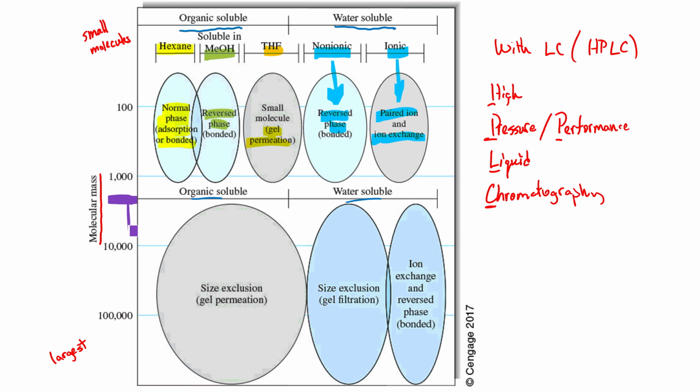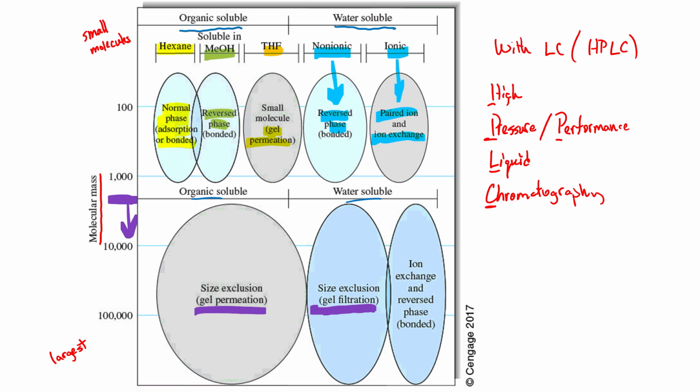So once you hit a couple of thousand, now you need to do things based on size. So you can do size-based separations, and if it's organic soluble, we call it gel permeation. If it's size-based separations and it's aqueous soluble, we call it gel filtration. Now, the mechanism of separation is the same. It's molecular entrapment, but we name it slightly differently.